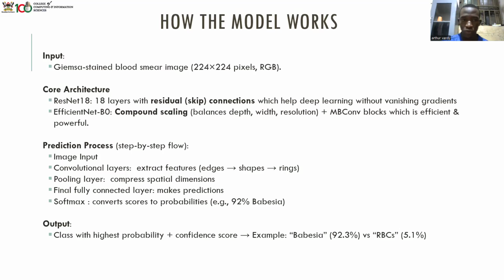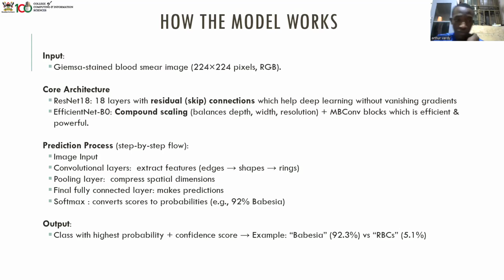Since each model has its own layers, they also do the same functions, like extracting the image features, like the edges, shapes, and the rings in the cell. Then you have the pooling layer, which reduces the spatial dimensions. And then you have the final fully connected layer, which makes predictions from the convolution layer and maps them to the final classes.